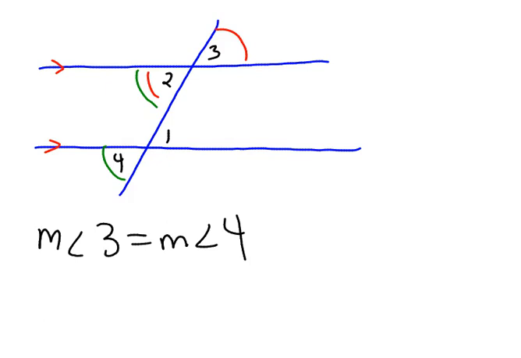Now, could we have used angle 1 to tie them together instead? Yeah. And the steps would have been very much the same. 1 and 4 are vertical, and 1 and 3 are corresponding. So it doesn't necessarily matter which ones you choose, but some are going to be easier than others. So keep that in mind. All right.